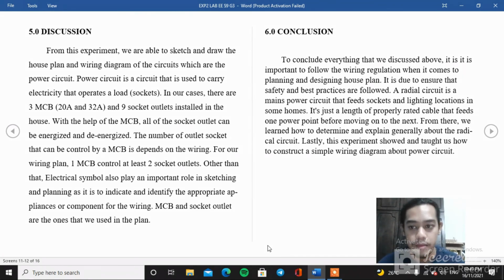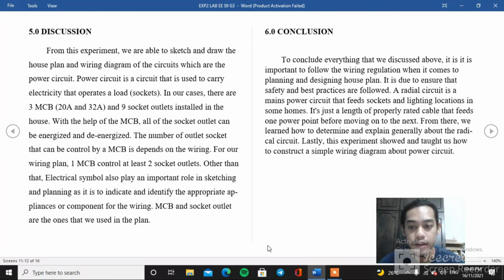As we discussed above, it is important to follow the wiring regulations when it comes to planning and designing a house plan. It is to ensure safety and best practice. A radial circuit is a main power circuit that feeds sockets and lighting locations in some homes. It is just a length of properly rated cable that feeds one power point before moving on to the next point. From there, we learn how to determine and explain generally about radial circuits.